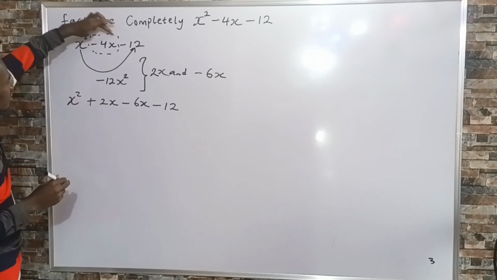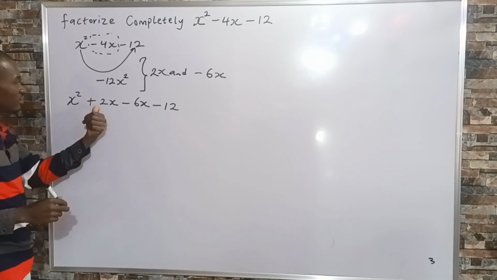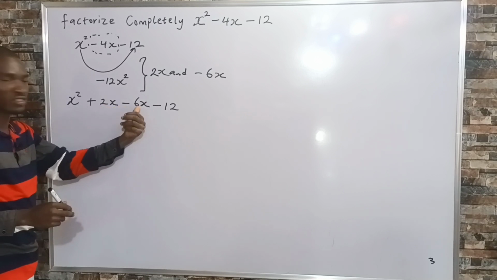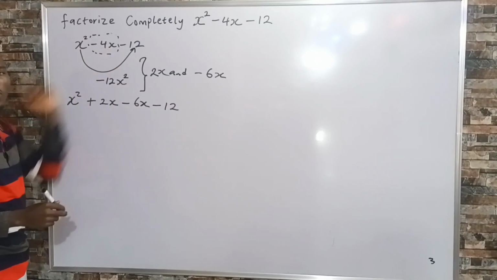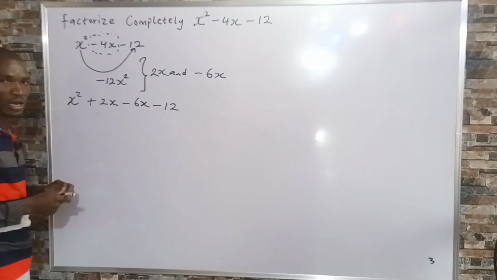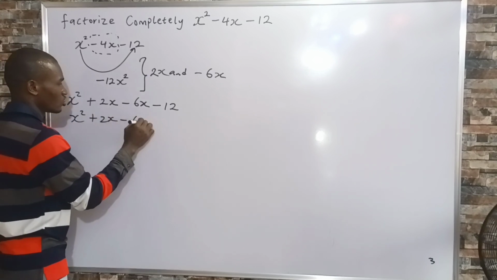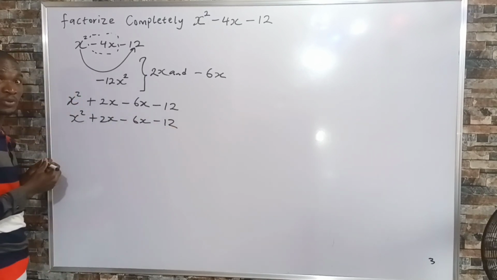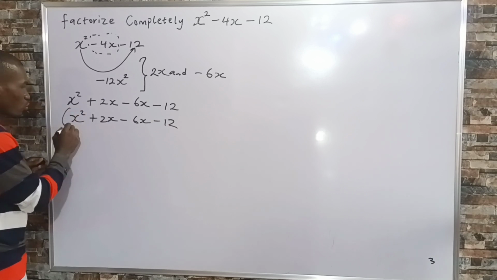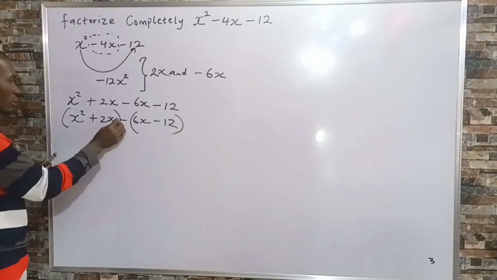Why did I ignore this center one, which is negative 4x? The reason is because if I add 2x to this negative 6x, it will still give us this negative 4x. So adding up this will still return you back to this. Therefore, we allow it to be this way. The next thing is to group them in twos. Grouping them in twos simply means group 1 and 2 and also group 1 and 2. Group the numbers in twos, okay?